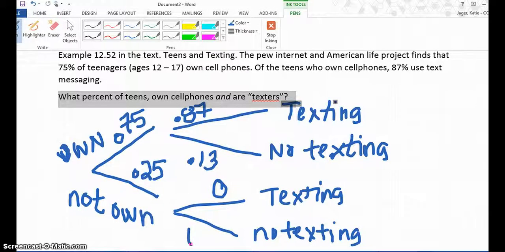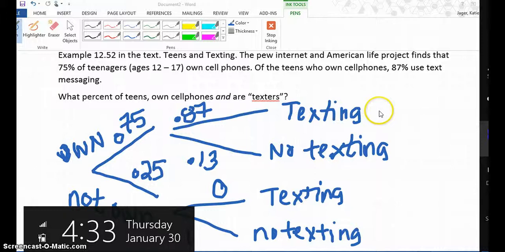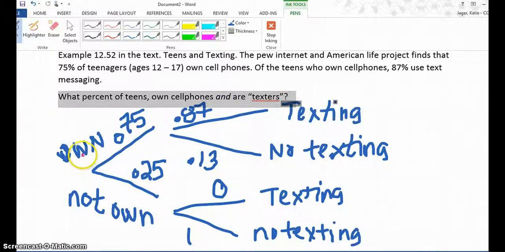So how can we find the probability that a randomly chosen teen owns a cell phone and is a texter? Well, this is simply the multiplication rule. When we have a tree diagram, to get the intersection, or in layman's terms the "and" of two probabilities, we can just multiply the two branches of our tree diagram. So if we want to know the probability of owning a cell phone and being a texter, we simply multiply 0.75 times 0.87.